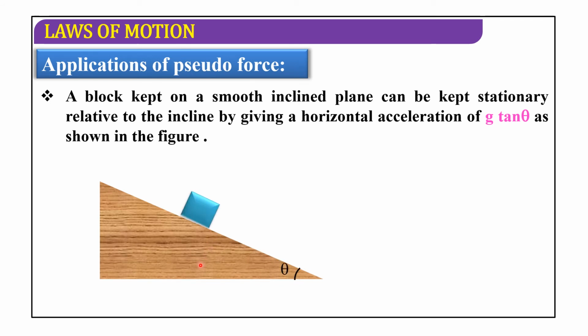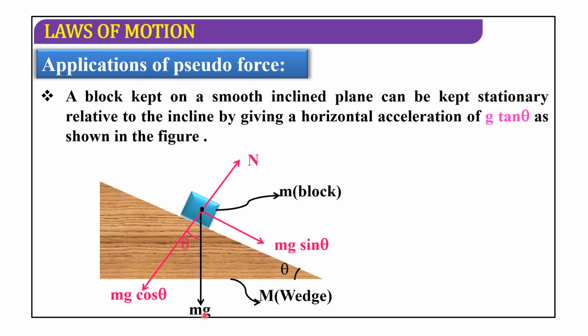Observe the figure. Here we are placing a block on a smooth inclined plane, which makes an angle theta. This is a wedge and this is a block of mass m. This is the gravitational force, that is the weight mg, and this is the normal reaction. The weight makes an angle theta and is resolved into two components: one is mg sin theta, the other is mg cos theta.